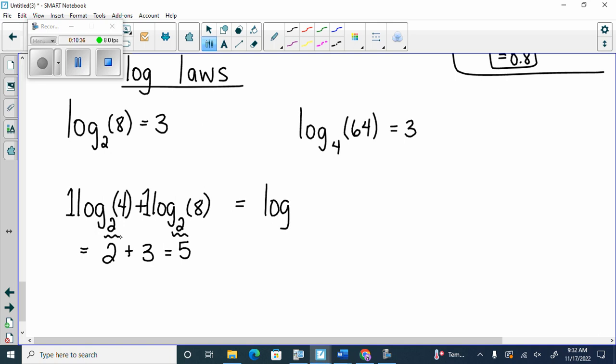Okay? So I have log base 2, and then because they have plus 1s in front, they get multiplied. So I get 4 times 8, which gets me log base 2 of 32, which is what answer? Same answer. So that's why it works. Okay? What if I do this one?